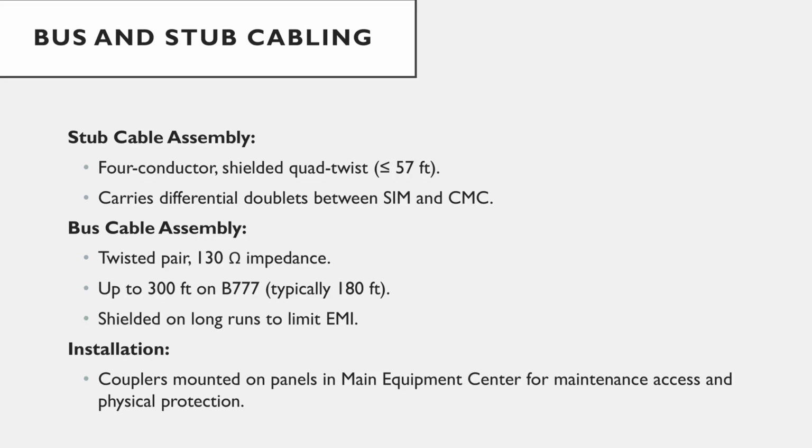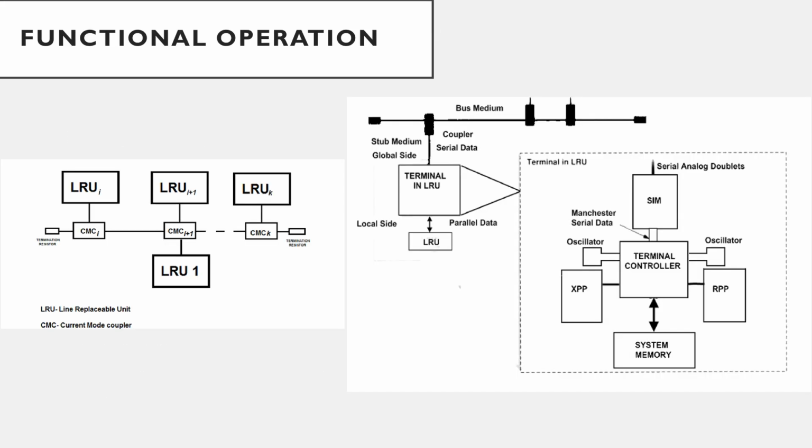The stub cables connect each LRU to the coupler and can reach lengths of up to 57 feet. The main bus cable is a 130-ohm twisted pair that may extend nearly 300 feet, as seen in the Boeing 777. Couplers are mounted in panels within the main equipment center for simplified inspection and protection. Go through the block diagram of ARINC-629.